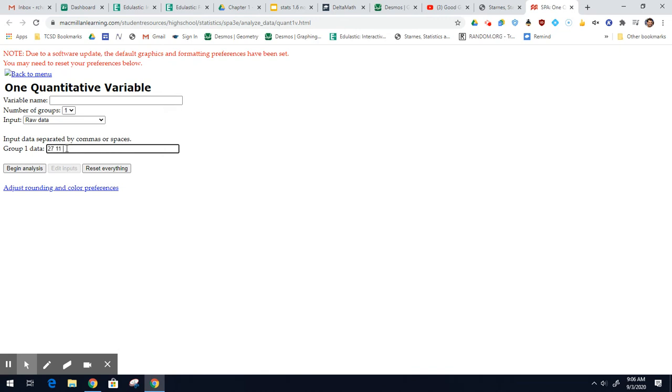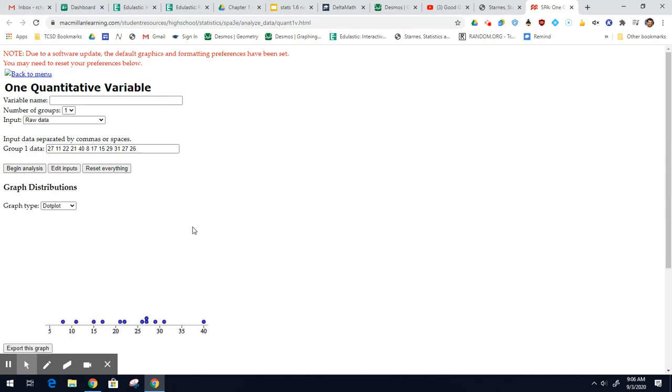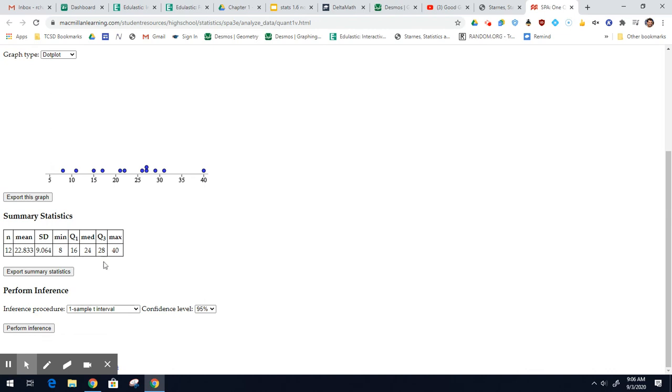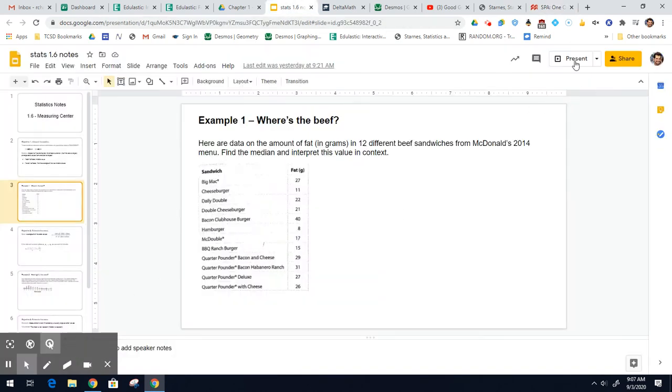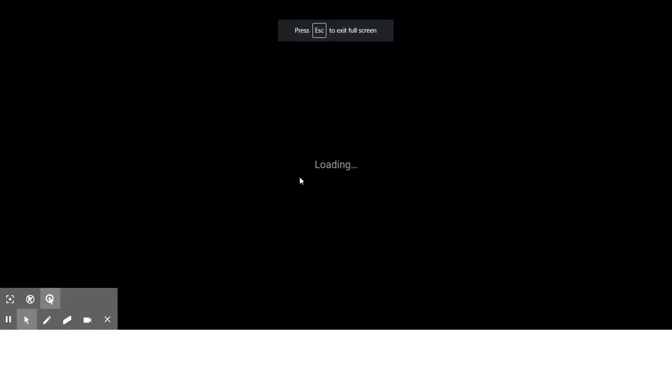So 27, 11, 22, 21, 40, 8, 17, 15, 29, 31, 27, and 26. And I'll click Begin Analysis. Now, if you scroll down, there's the dot plot. But this is what I care about. This is called the summary statistics. Now, first of all, look at that n value. That's the number of numbers you put in. Make sure it is 12 because that's how many they gave us. And then right here, MED, that stands for median. Our median is 24.